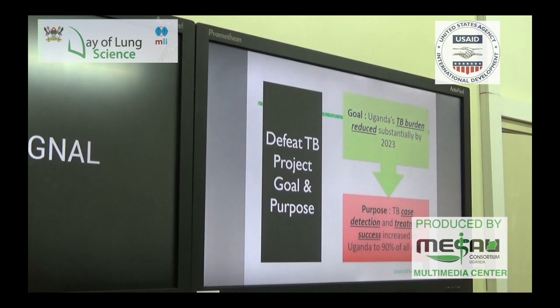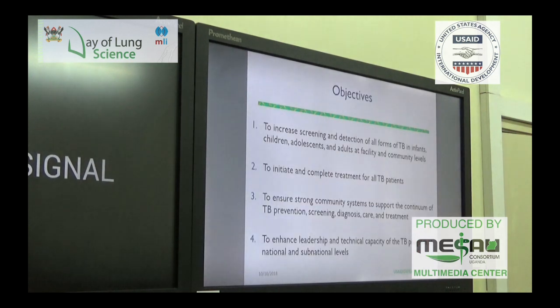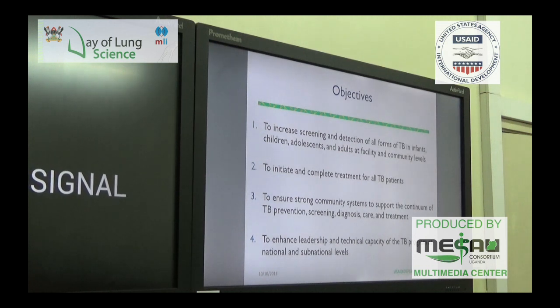The goal of the project is to reduce the TB burden substantially in Uganda by 2023. The purpose of the project is to have TB case detection and treatment success increased in Uganda to 90% of all cases. Our specific objectives are to increase screening and detection for all forms of TB, to initiate and complete treatment for all TB patients, to ensure a strong community system to support the continuum of TB prevention, screening, diagnosis, care, and treatment, and to enhance leadership and technical capacity of the TB program at national and sub-national levels.